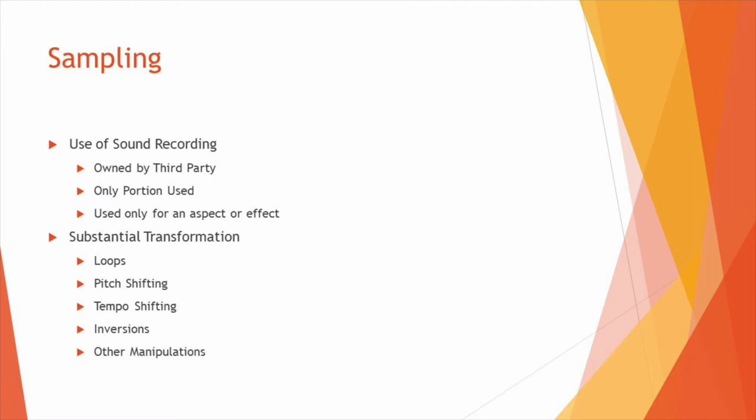Now, what makes this different from mere copying is that there's a substantial transformation that occurs through the use of the sample. Instead of being straightforwardly reproduced, it's subjected to techniques such as looping, pitch shifting, tempo shifting, inversions, and other manipulations. The use of these techniques turns sampling into a highly creative use of a copyrighted sound recording. And this combination of creativity and reproduction is generally where the complexity of the legal status of sampling arises. So as you can see, sampling is a transformative, derivative aspect of creative works.